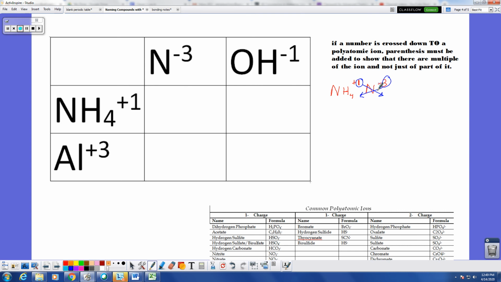So we need 3 NH4s. This is where this rule comes in. You have to put NH4 in parentheses, add the 3, and then write the N. In this case, N is missing 3 electrons. It can get 1 electron from each NH4 because each NH4 has 1 extra. So it needs 3 of those to make a stable compound. So this is (NH4)3N.